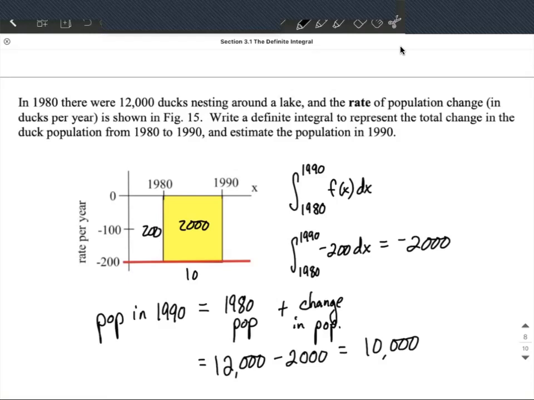All right, hope this helps out as you're working on signed areas. Remember, below the x-axis, it's going to be negative area. Above the x-axis would be positive.